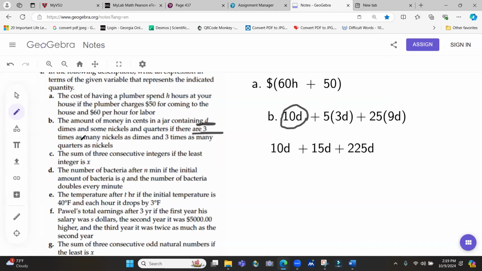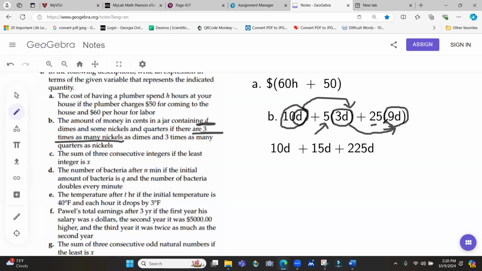3 times as many nickels as dimes. If you have D dimes, you have 3D nickels. Each nickel is worth 5 cents. So the total amount of money you have in nickels is 5 times 3D, because the question says the number of nickels is 3 times the number of dimes. Question also says 3 times as many quarters as nickels. If this is the total number of nickels, the total number of quarters should be 3 times that.